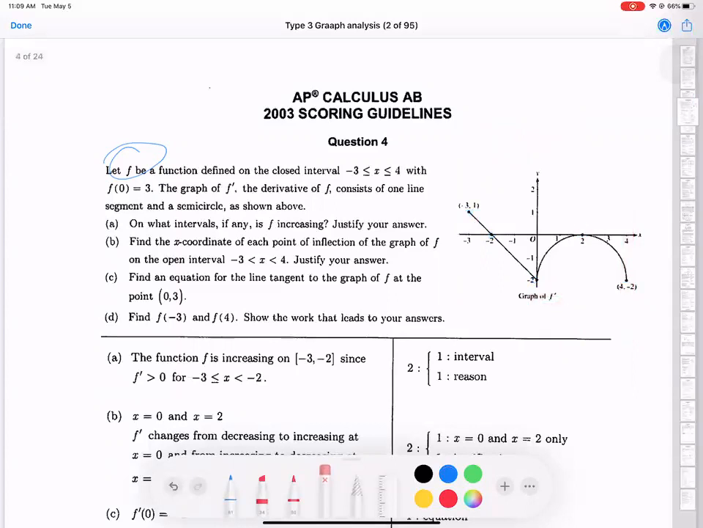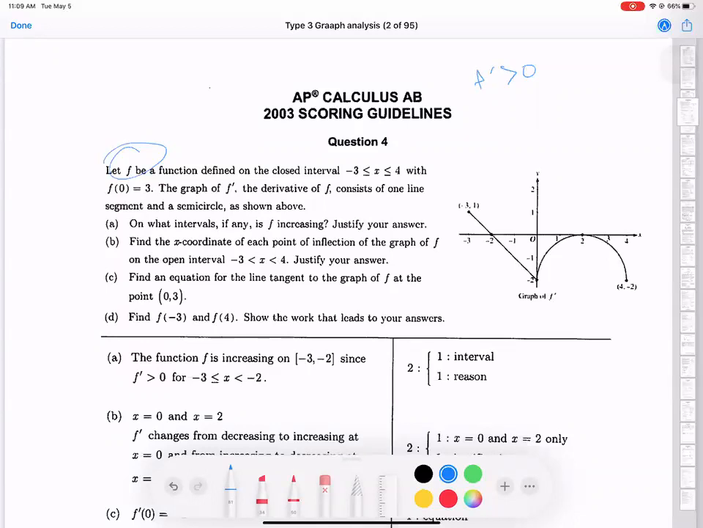On what interval, if any, is f increasing? Justify your answer. So increasing refers to that the derivative is positive, right? So f prime is positive, greater than 0. And that means your y values are slowly getting bigger, right? If your bank account is increasing, that means you're making more money. So in what intervals here is f increasing? Meaning f prime is greater than 0.